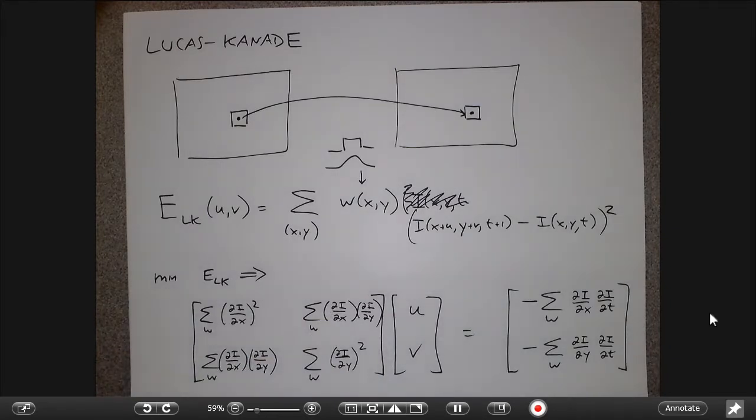Question: do you do this for all pixels in the image or all features? I'm doing this for all pixels of the image. Right, so that's a good point.